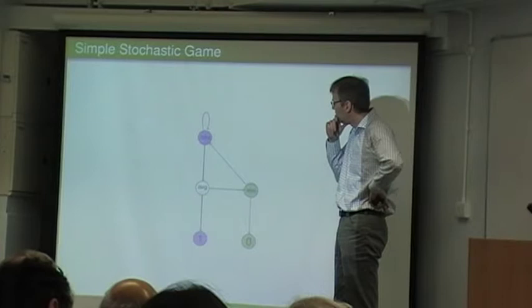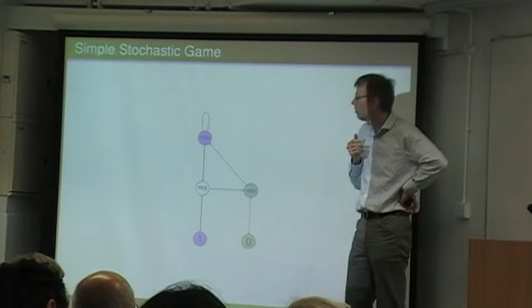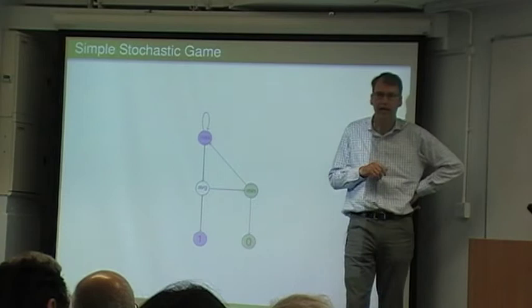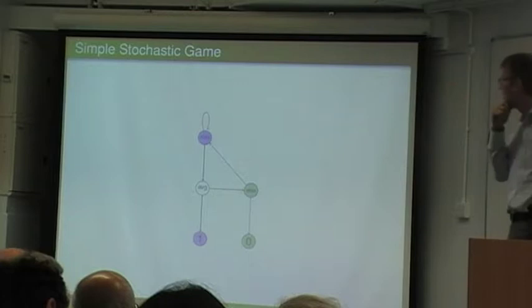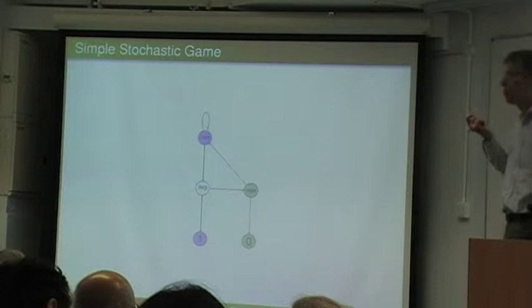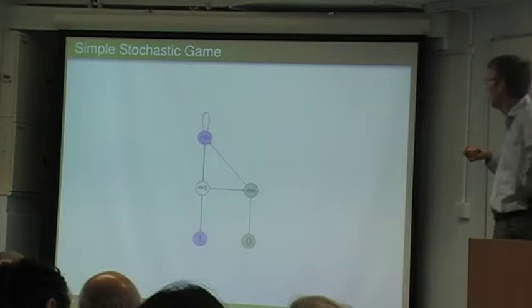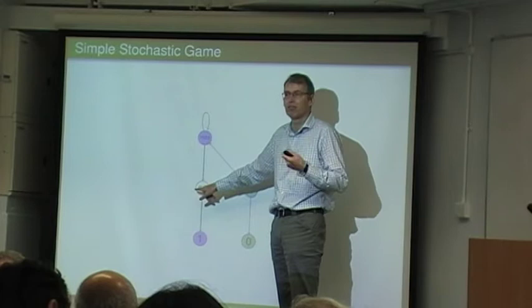And we distinguish three different types. So we have a max node, a min node, and an average node. And it's a two-player game. So let's call them max and min. So you start in some start vertex, and then if it's a max node, the max player decides which of the two to choose. If it's a min node, then the min player will decide. And when you're in an average node, it's random. So with 50% you go in one direction, with 50% you go in the other direction.